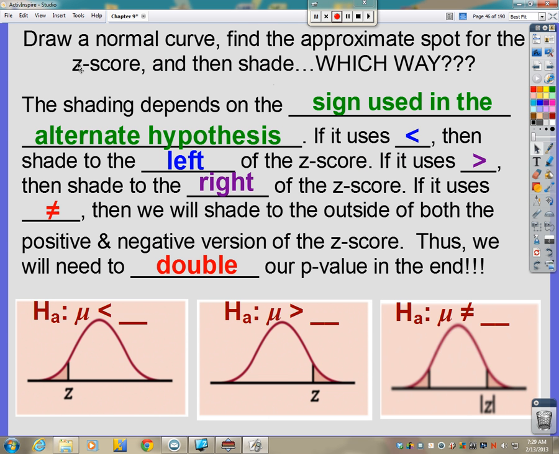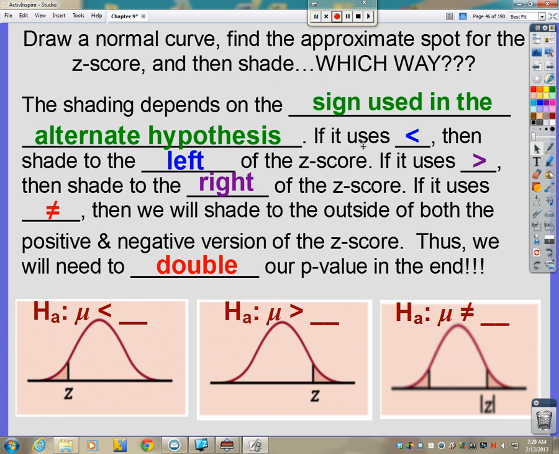Now, we will need to draw a normal curve, but then we need to talk about which way we are going to shade. Are we going to shade to the left, to the right? Which way are we going to go? Well, the shading depends on the sign used in the alternate hypothesis.